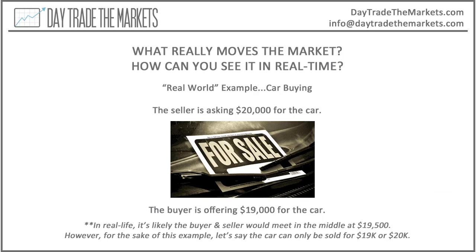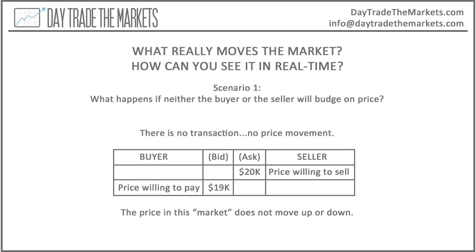And I like to illustrate this sometimes using a real world example, something we've all done, which is buy a car or buy some item like this. Let's say there is a seller who is asking $20,000 for a car, and a buyer only wants to pay $19,000. That's our scenario in this hypothetical case. Now, I realize in real life you're probably going to meet in the middle at 19.5 and call it a day, and everyone moves along happily. But for the sake of this illustration, let's assume that the car can only be sold for either 19,000 or 20,000. It has to be around a $1,000 number.